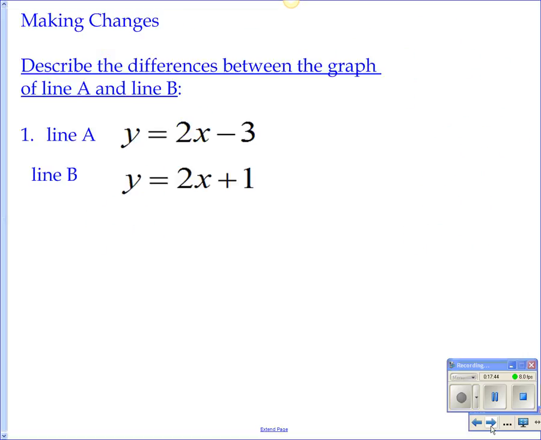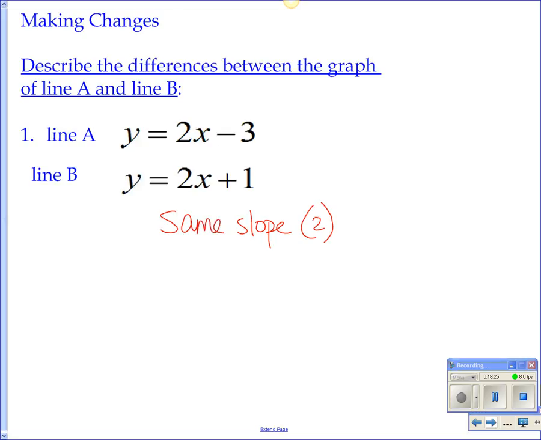Okay, describe the differences between the graph of line A and line B. Let's first talk about how they're the same. What do you notice is the same about line A and line B? What's the same? They both have a 2x. What is 2? What word is 2? It's slope. Why is 2 the slope? Because it has x next to it. Very good. So they have the same slope. So write that down. They both have a 2 for the slope.